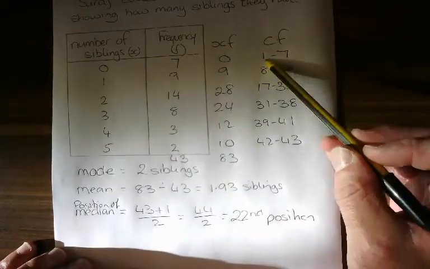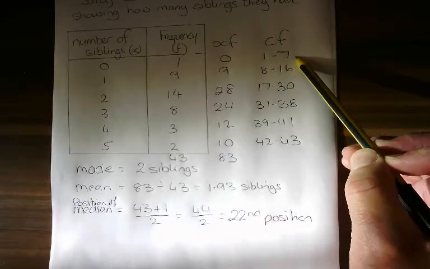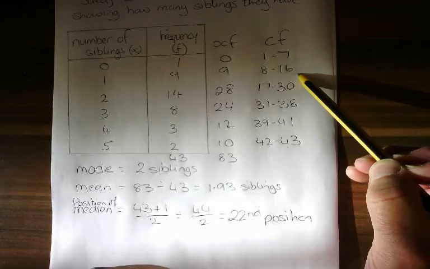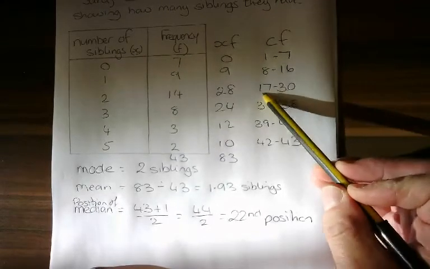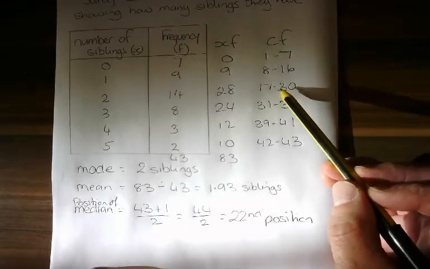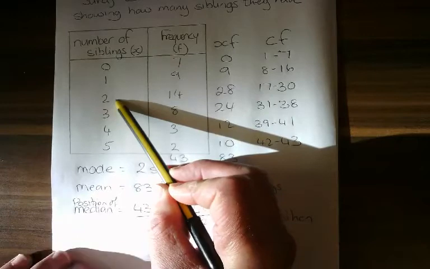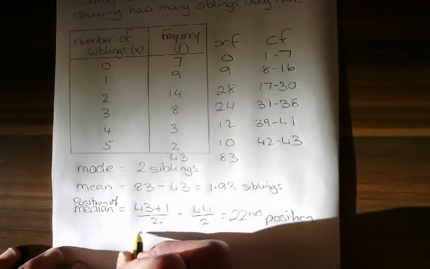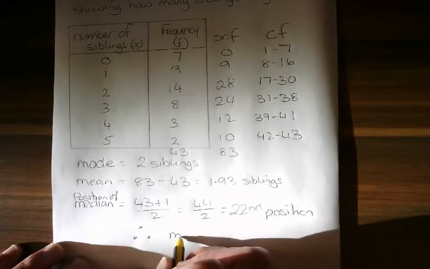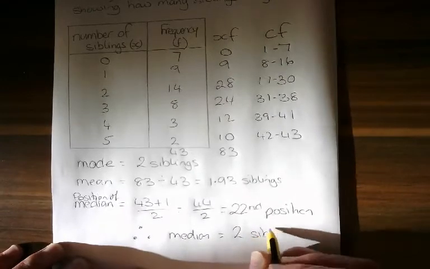So we said these numbers are the 1st to the 7th positions, so the 22nd position is not here. This is the 8th to the 16th positions, the 22nd position is not within that range either. 17th to the 30th positions, 22 does fit in this range, so I look across to find out how many siblings it represents. Therefore, the median equals 2 siblings.